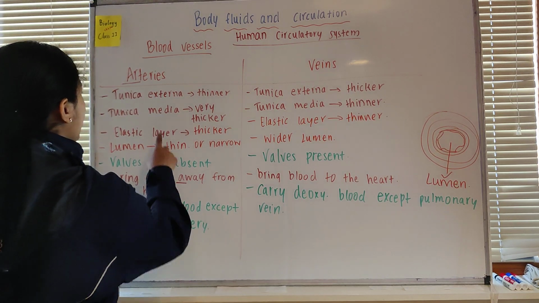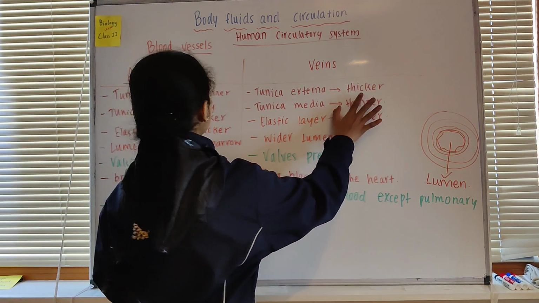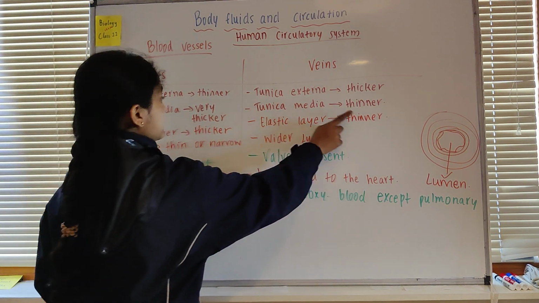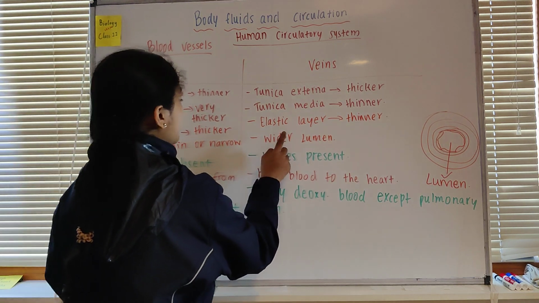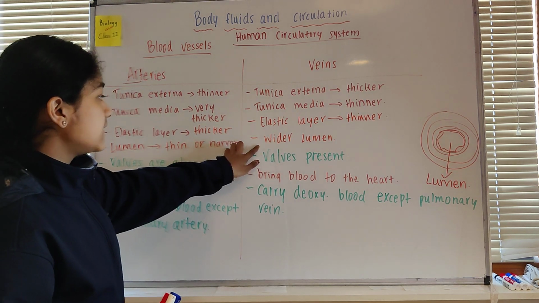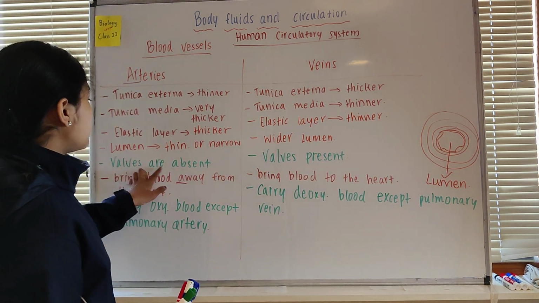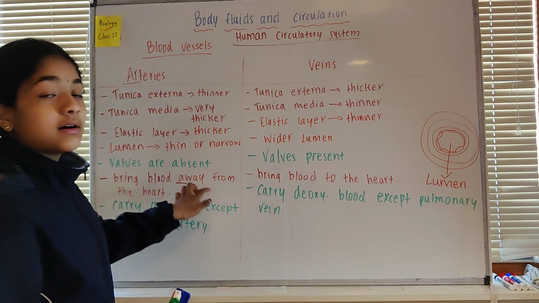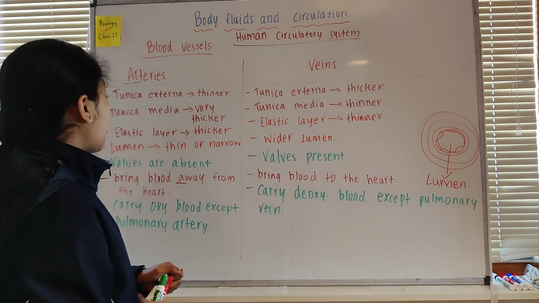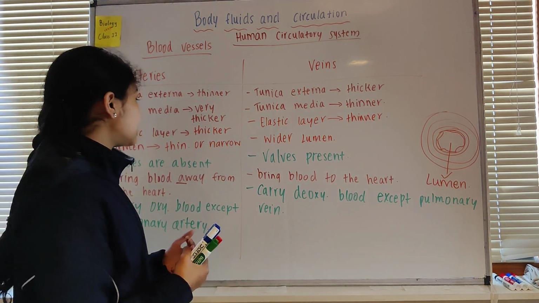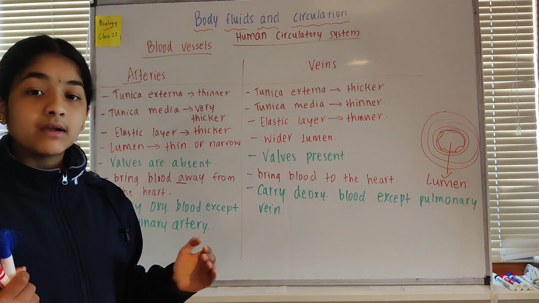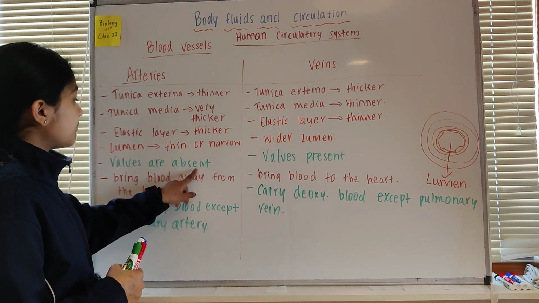In arteries, tunica externa is thinner. In veins, it is thicker. In arteries, tunica media is very thick, and the elastic layer is thicker. In veins, they are thinner. The lumen is thin or narrow in arteries, and in veins it is wider. Valves are absent in arteries because the function of valves is to prevent the backflow of the blood. Arteries don't need valves because the lumen is very narrow, so there is no chance of the blood flowing backwards. That's why valves are absent here.